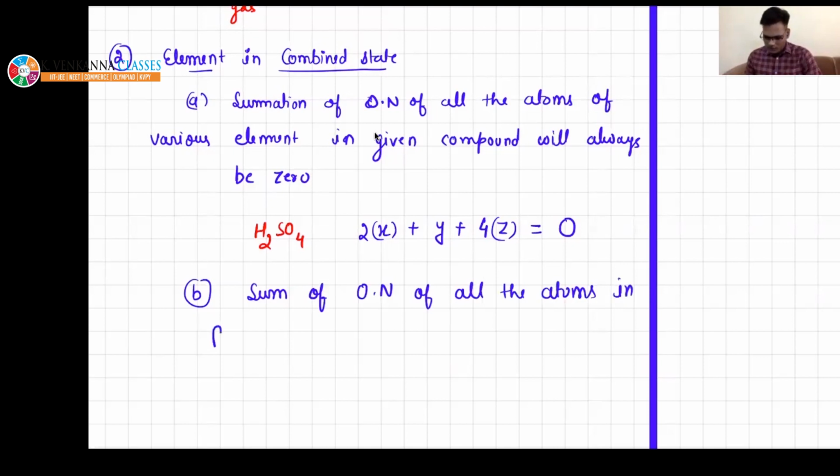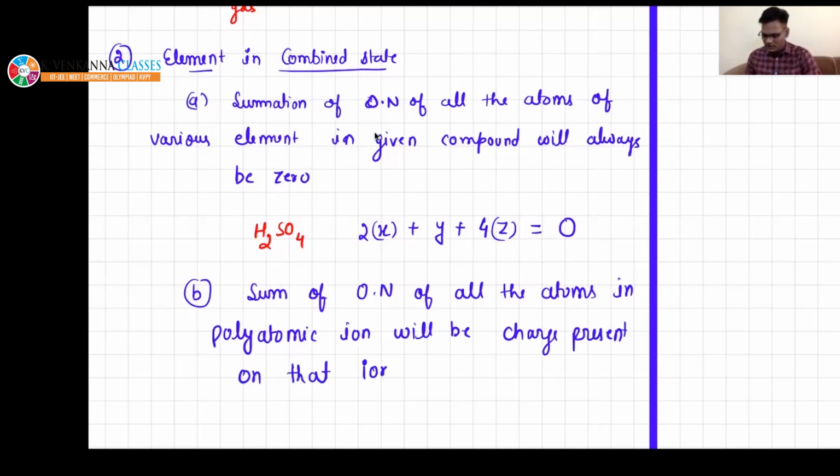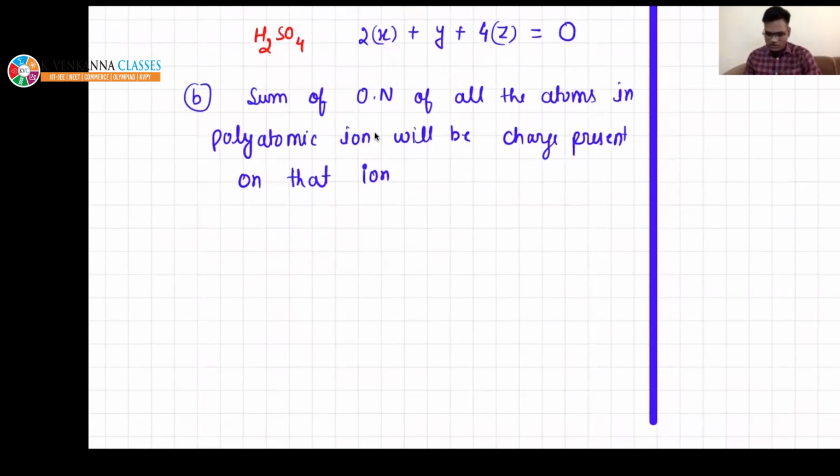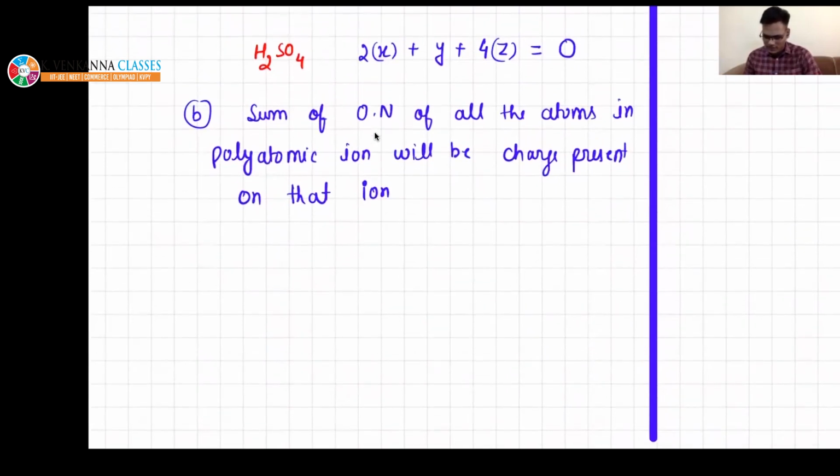So the sum of oxidation numbers of all the atoms in a polyatomic ion will be the charge present on that ion. Let me illustrate this statement with an example. For example, sulfate carries a -2 charge. As I have taken, for sulfur it was Y, for oxygen it was Z. So if you add it, the summation must be equal to -2.